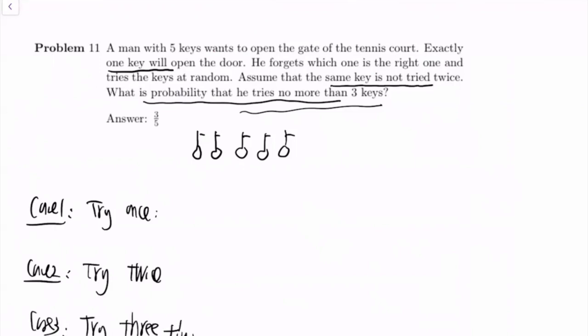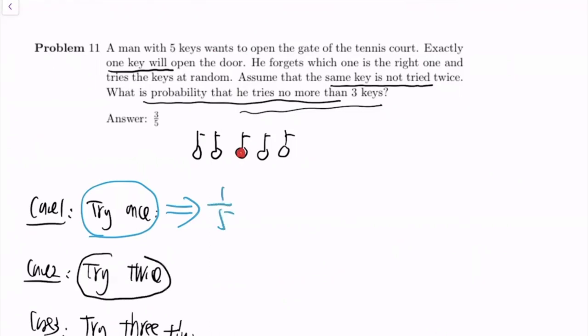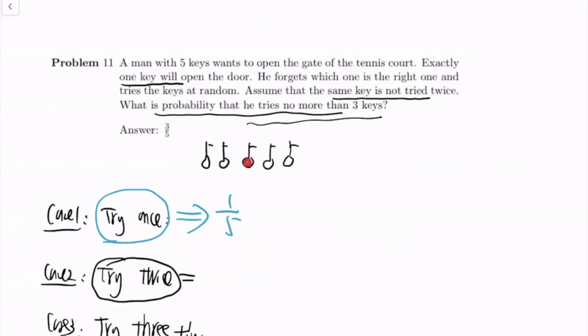Now, what's the probability that trying once is enough to get the correct key? Obviously, it's just one over five. Now, how about if he needs to try twice to get the correct key? By symmetry, there's no difference whether you get the correct key on the first time or the second time. So we expect this will also be one-fifth.